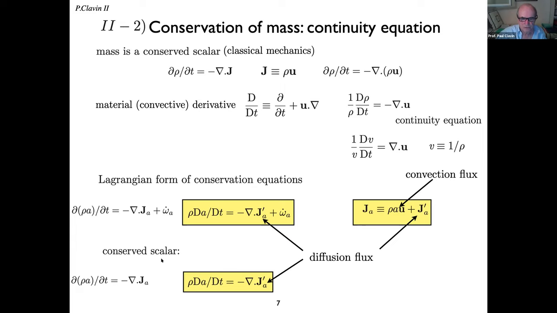And for a conserved scalar, the Lagrangian form is simply this simple form where you have only the diffusion flux, while here in this form you have the complete flux. So this is the difference between a Lagrangian form and an Eulerian form. The flux is different, and the difference of the two fluxes is the convective flux.